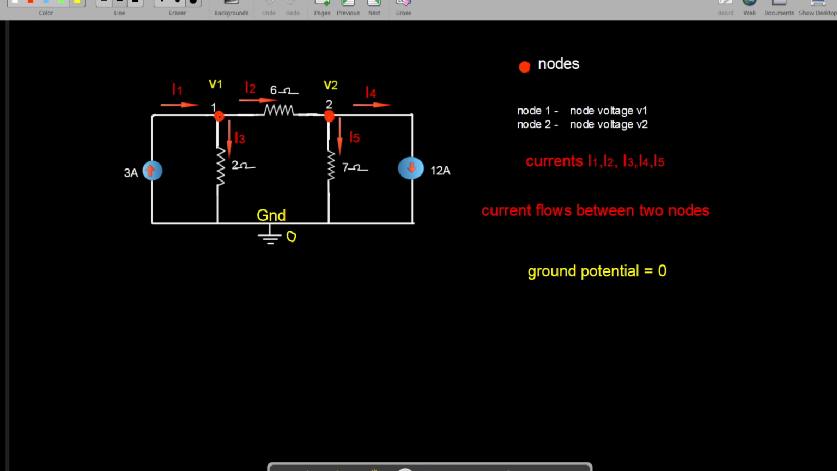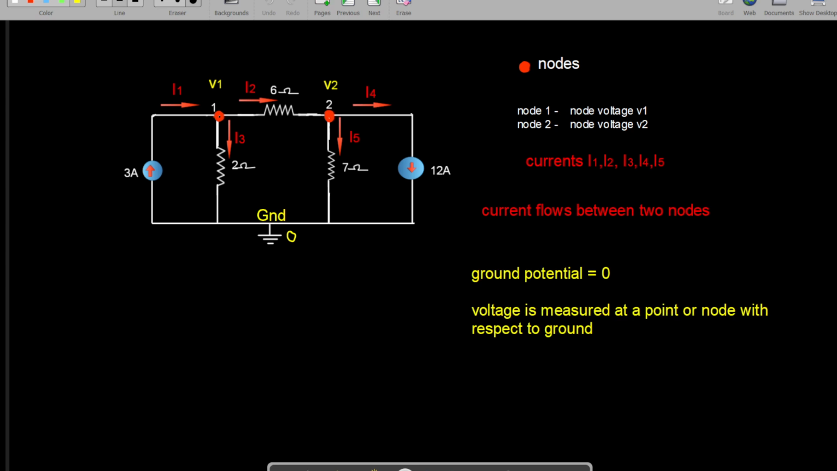So this I1 current is flowing out of this current source. I2 current flows between this first node and the second node. I3 current is flowing between this 1 and ground, and this I4 is flowing out of this second node and enters into this current source, and this I5 current is flowing through the 7 ohm resistance to this ground. The voltage is measured at a point or node with respect to ground. Okay, so this concept you should know.